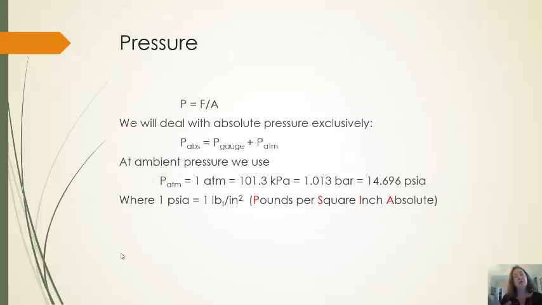Now, a couple of special variables that we are concerned with: pressure. Pressure is force per unit area. We will, in this course, deal exclusively with absolute pressure. So that's going to be the gauge pressure plus the atmospheric pressure, and that combines to absolute pressure. We typically just say 1 atmosphere is the atmospheric pressure. That's equivalent to 101.3 kilopascals, or 1.013 bars, or 14.696 psia. A psia is a pound per square inch absolute, or pound force over inch squared if you're trying to do it with unit conversions.